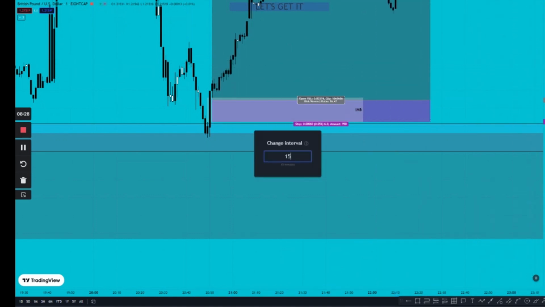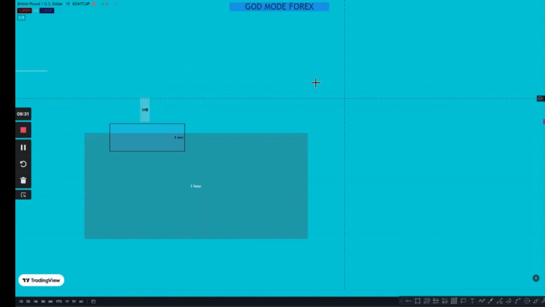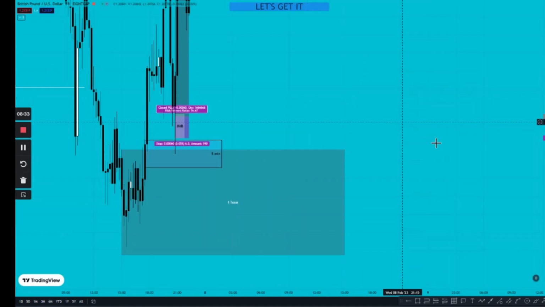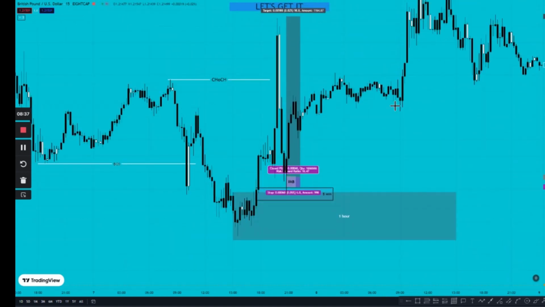Let me take this back to the 15 minutes. And just like on the Euro USD trade, I was aiming at what? I was aiming at the high that was created after this change of character. So this was actually the trade that we took.